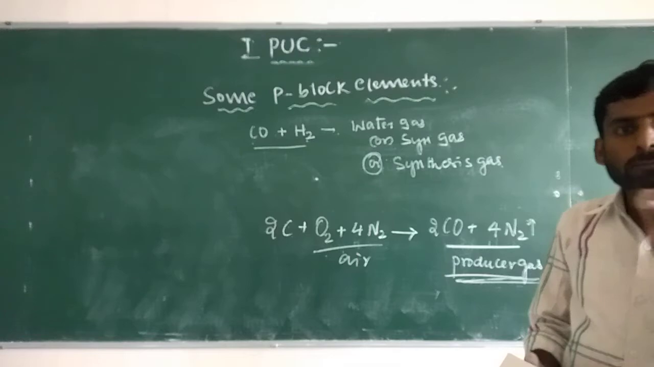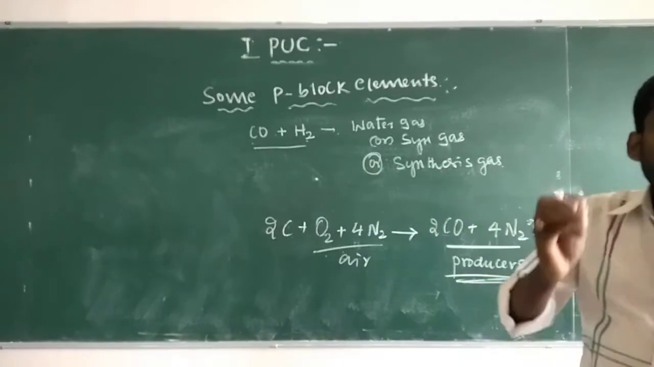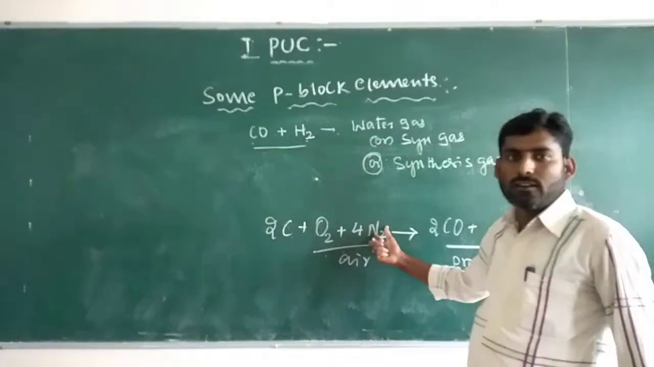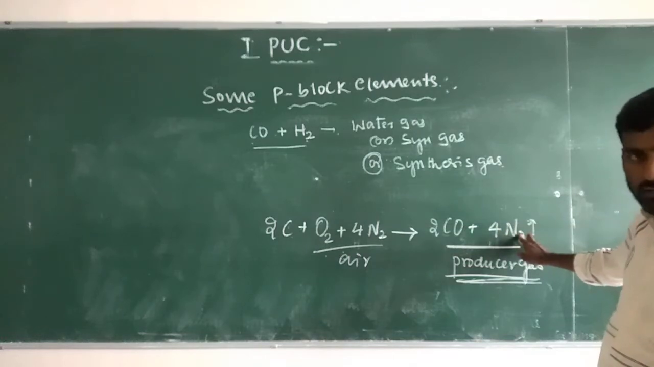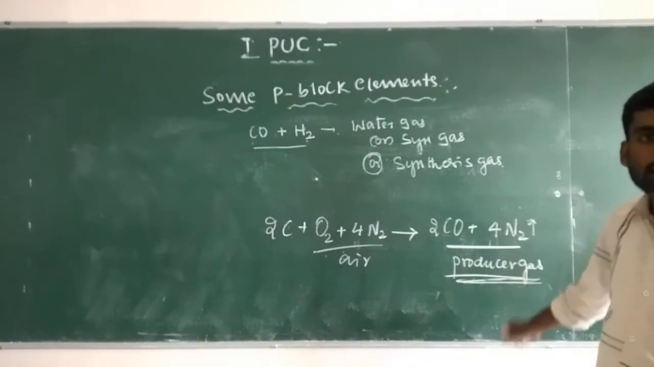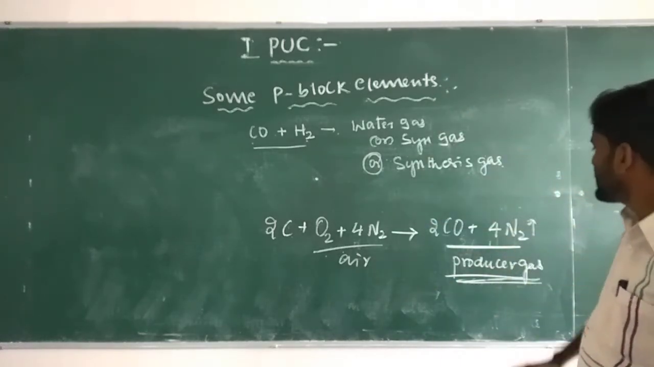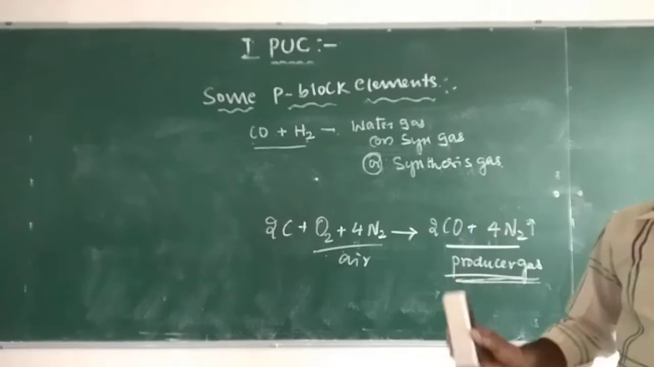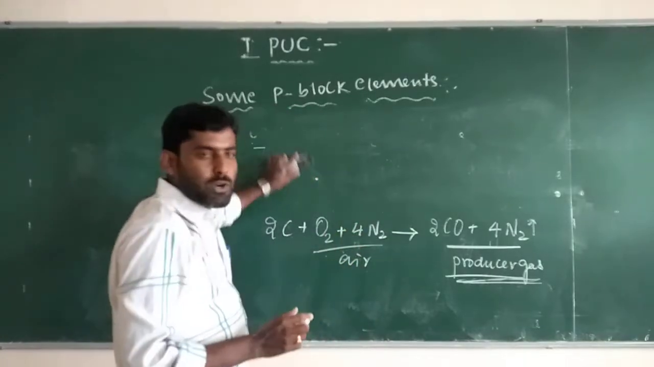In the place of steam, if air is used directly, then carbon reacts with oxygen and nitrogen of air to form a mixture of carbon monoxide and dinitrogen. That mixture is called producer gas. Both water gas and producer gas play a very important role in industries for the preparation of many useful products.